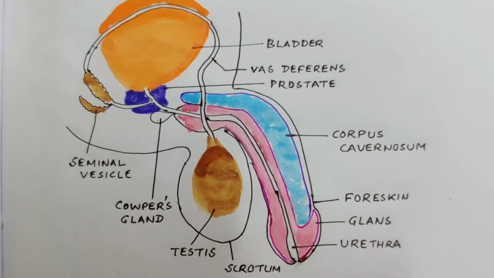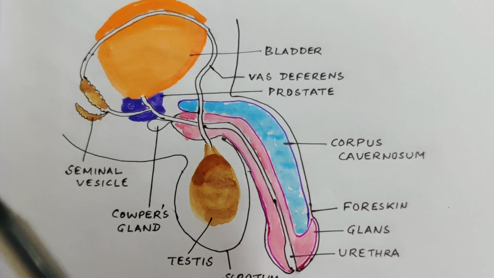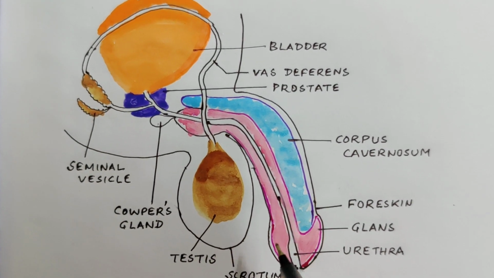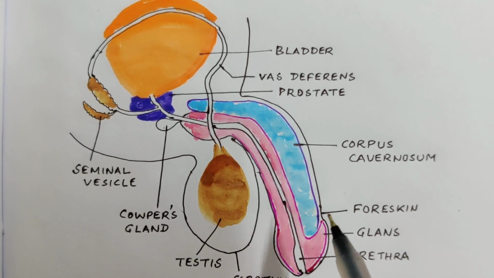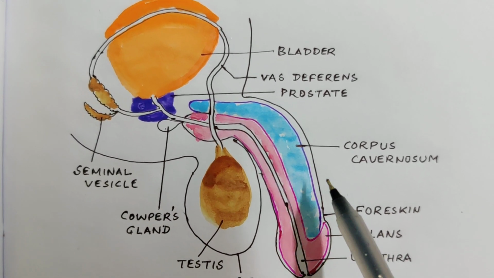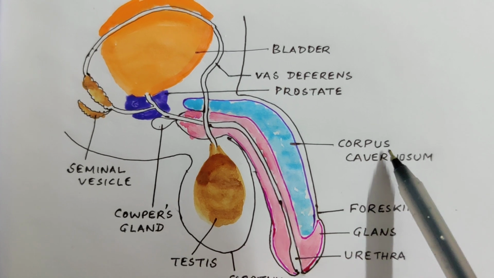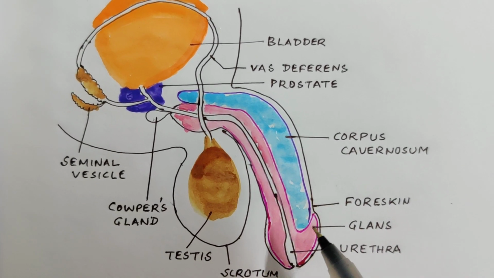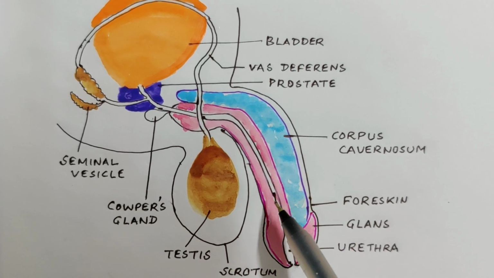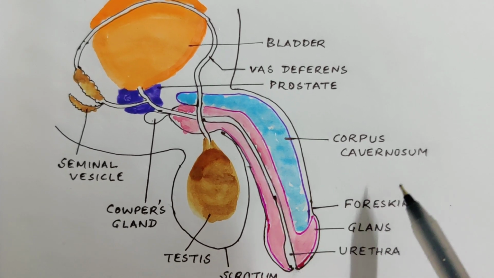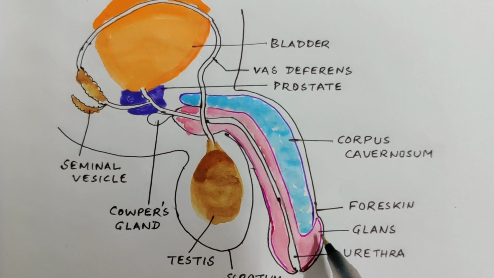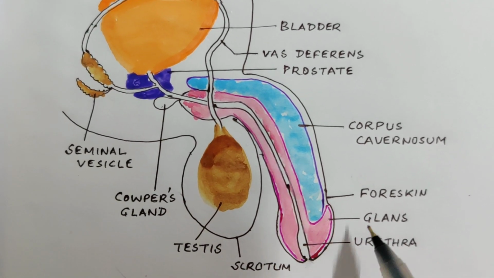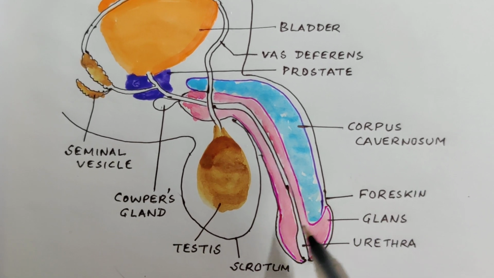Now coming to the external genitalia of males, this is the reproductive organ, the copulatory organ called the penis. It contains two types of spongy tissue. One is corpus cavernosum, another is corpus spongiosum. The front part of the penis is very sensitive. It is known as glans penis.